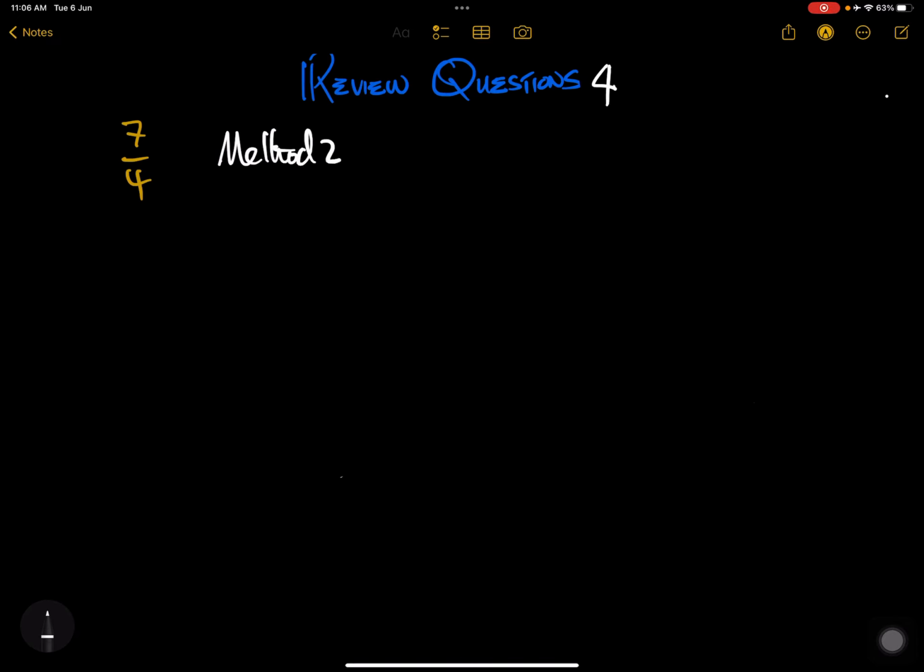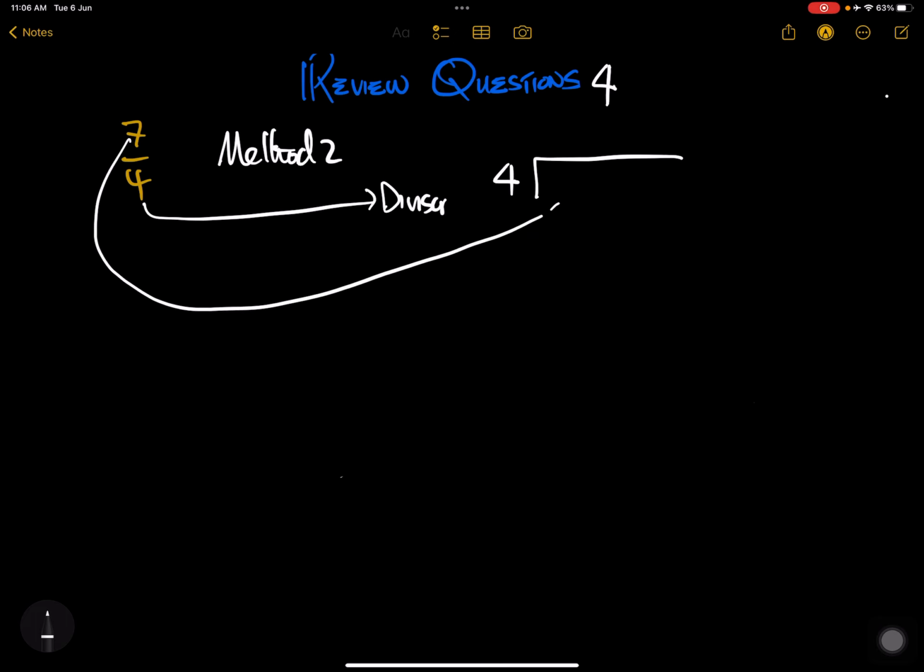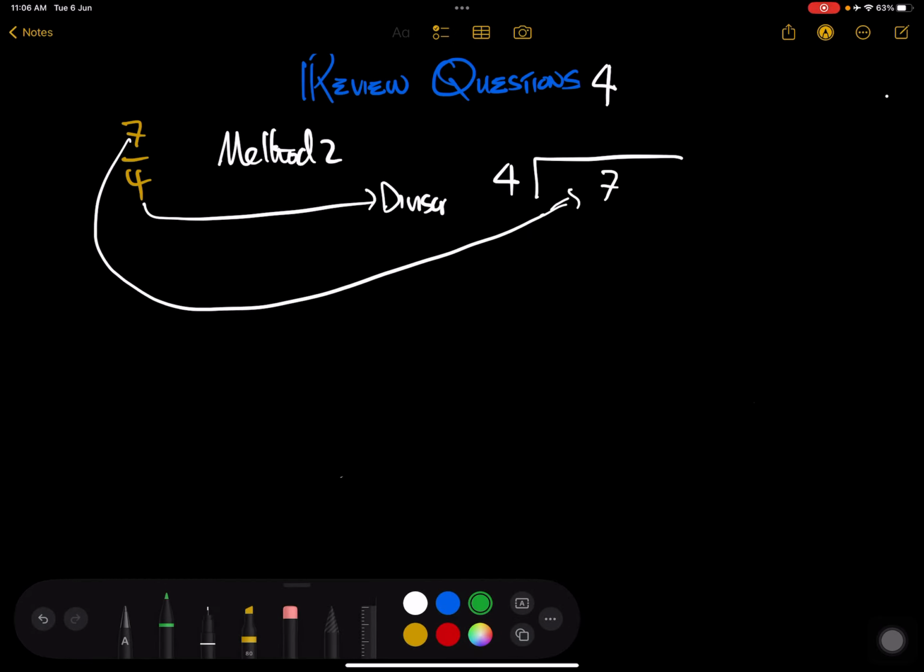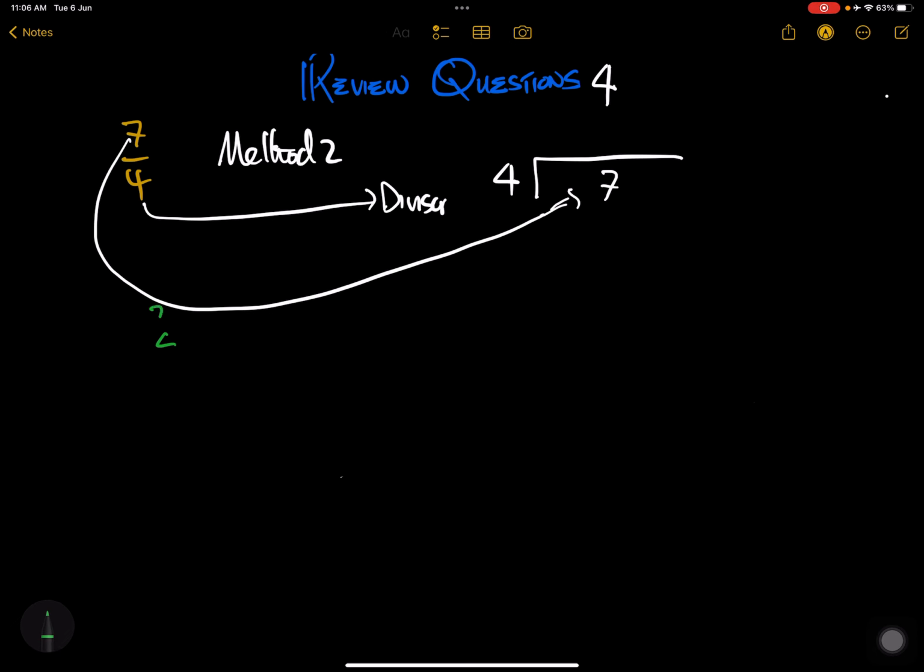Method 2 is to have the divisor, remember, we said that this was a divisor, outside the long division. And then we have the dividend inside. So this one will go inside here. That'll be 7 over here. So we are saying that 7 divided by 4, we're going to have 4 outside, denominator out, and then numerator inside. We're going to still ask the question: 4 goes into 7 how many times?